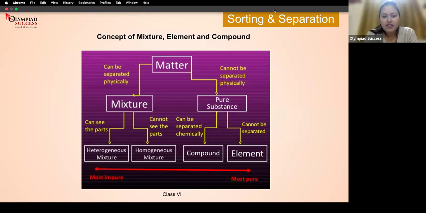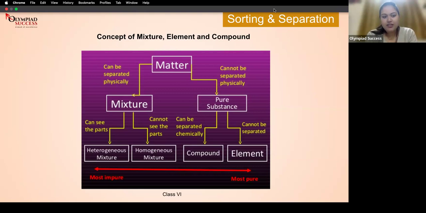I'm coming to that, Naisha. I've not come to heterogeneous and homogeneous yet. And Saransh, you can separate compounds chemically; different compounds have different chemical reactions to be separated out. So if you're talking about water, water can be separated out by passing electricity through acid. Like we mix water with acid and then pass electricity through it. Only then it can be separated into hydrogen and oxygen. Different compounds will have different chemical reactions.